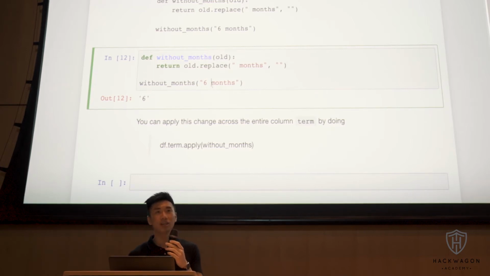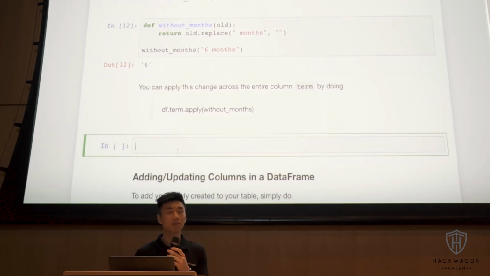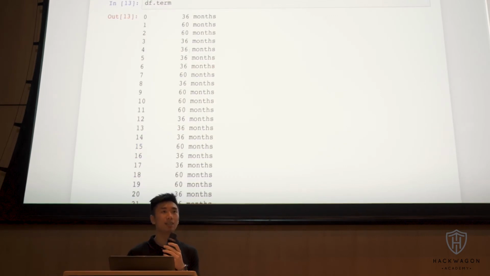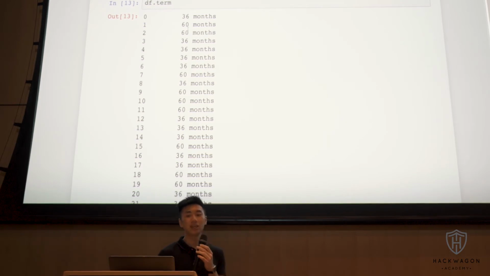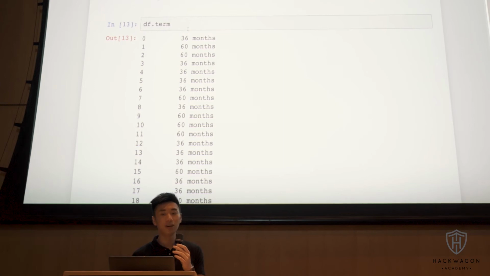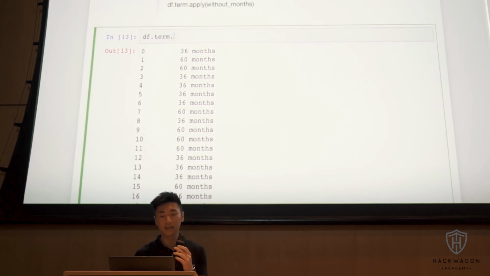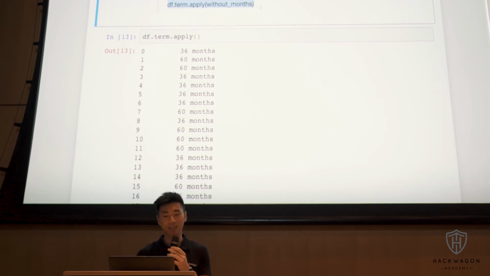You don't need to know what a for loop is. All you need to remember is df. The column name that I'm using now is term. Before I do the application, let me show you what it looks like. This is what my data set looks like. It's a column that shows you the term of a loan: 36, 60, and so on and so forth. This is not very useful because I would only want the 36. I don't really care about the months. So to find and replace, all I need to do is apply my function without months. I realize it's really hard to type with one hand.